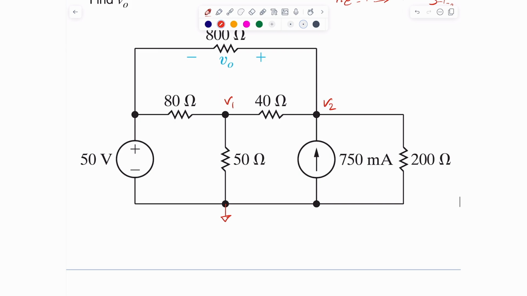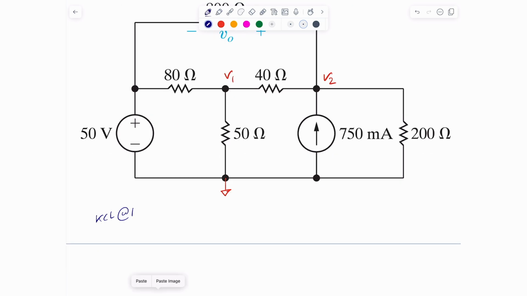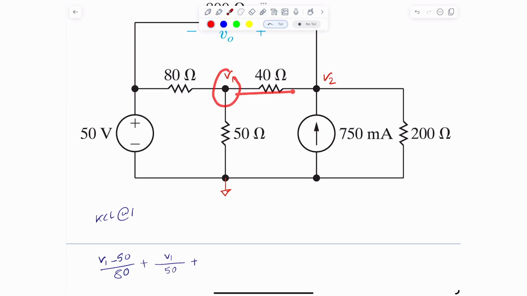So I will start with node 1. I'll say KCL at node 1. So the KCL at node 1 is simply V1 minus 50 divided by 80. This is the current going from the V1 node to this essential node. Plus I know that this should be V1 divided by 50, plus V1 minus V2 divided by 40.